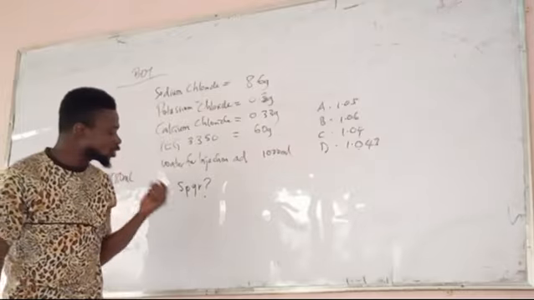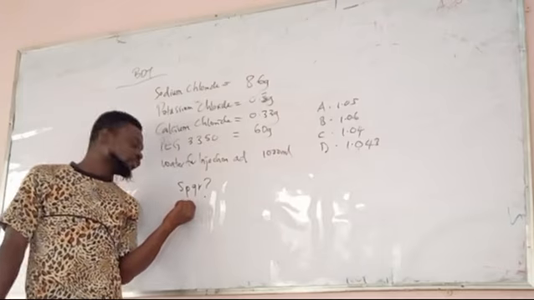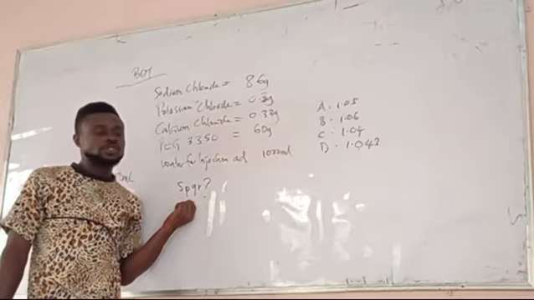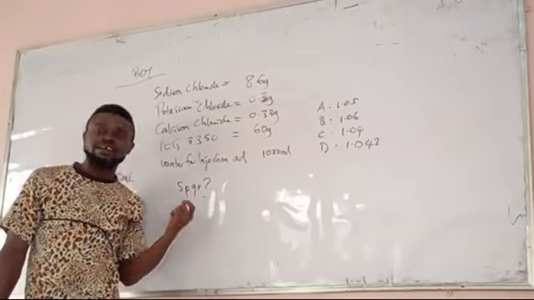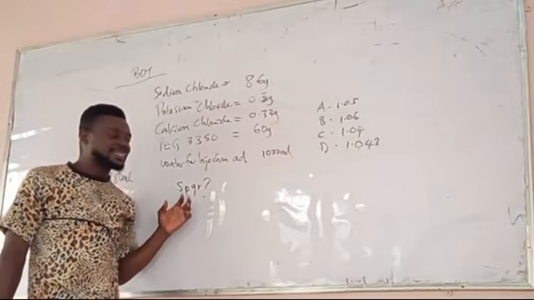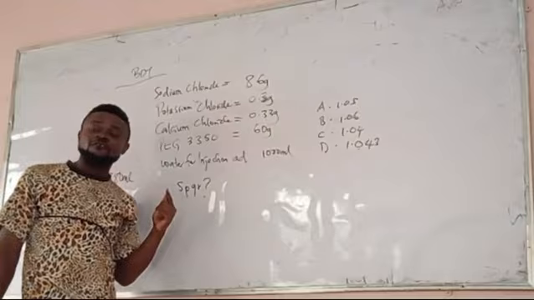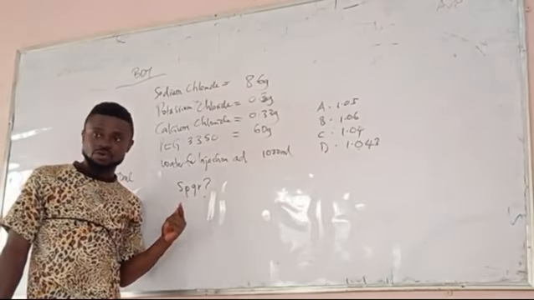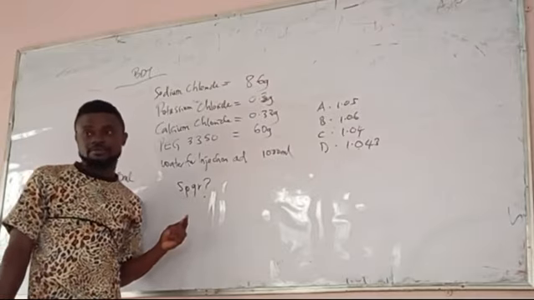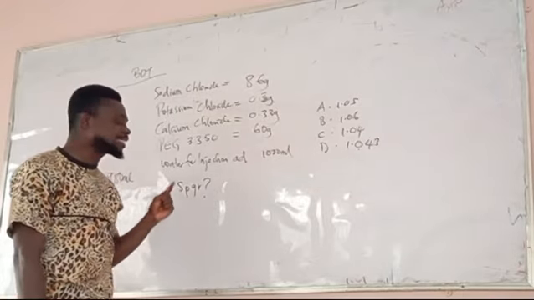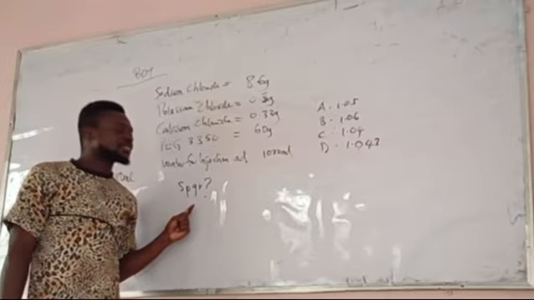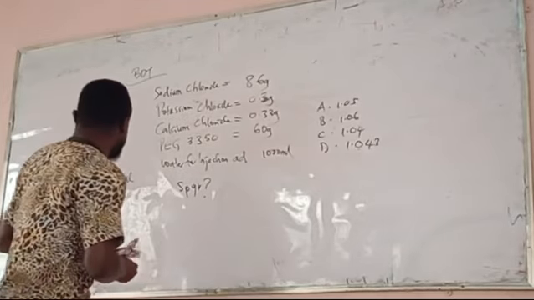Now this will take us to what is called specific gravity. If you don't know what specific gravity means, you cannot solve this question. Is that clear? So the question now is, what is specific gravity? Specific gravity is defined as the ratio of the weight of a substance to the weight of an equal volume of water. See what I mean?